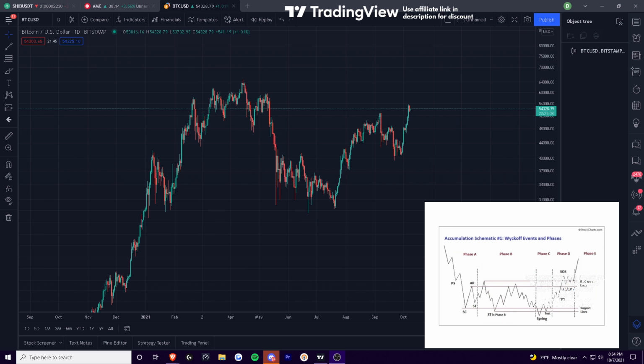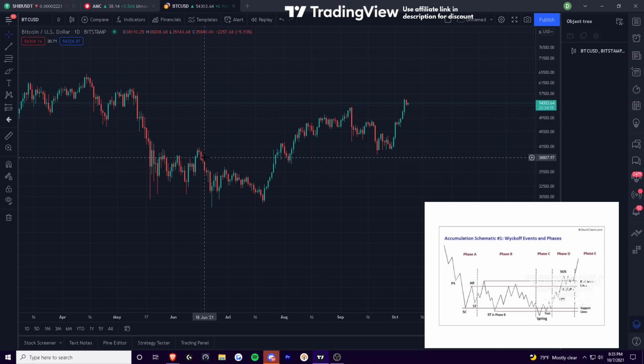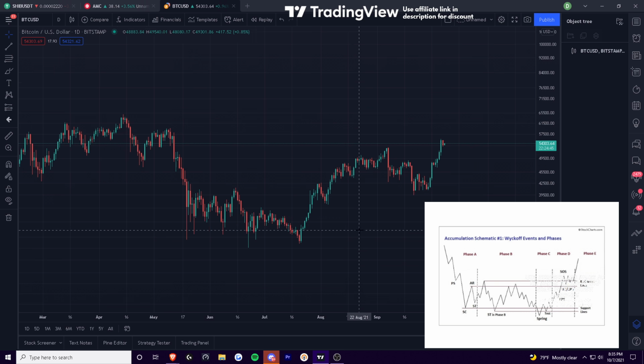And you can see here that you have your phase A, boom, sell climax, secondary test, boom, you go into phase B, you do some sideways action here. You have your spring, your test, and then shortly after you go into phase C, you run up your last point of support. Now you're in SOS, and I believe that you're breaking out into your phase E.